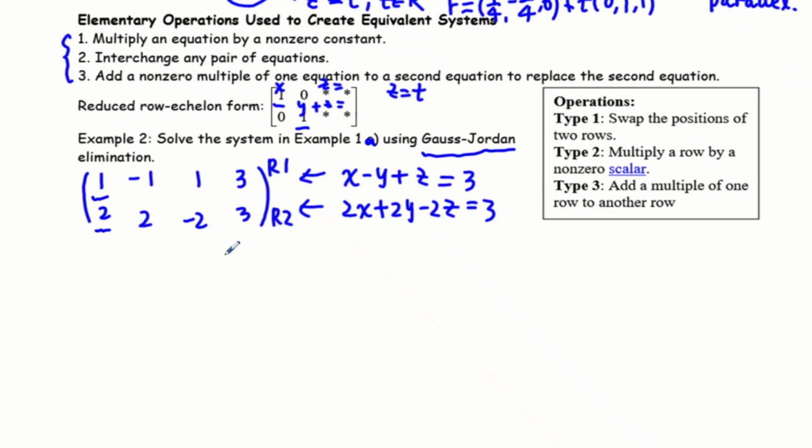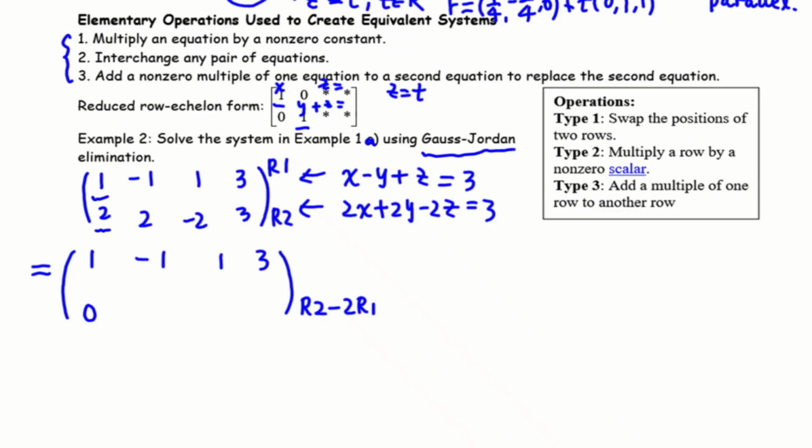Okay. So how to change the second one to be 0? We could do R2 equals R2 minus 2 times R1. The reason why we want to do this is that then this one will be 0. So we copy the first row. We don't change the first row. We just change the second row. This minus 2 times the first row. 2 times 1 minus 2 is 0.